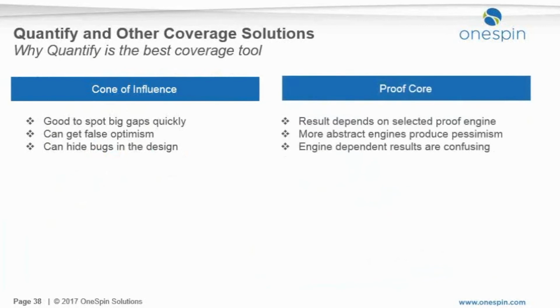We have the proof core, where the result depends on the selected proof engine, and the more abstraction you do, the worse the coverage model is, it's more pessimistic. It's hard enough letting designers or verification engineers write assertions, and then you go to them and say, I've got proof cores, I've got this bound, and I ran engine this and engine that, and this is cone of influence. The managers don't get it, right? They don't need more and more complex formal terminologies to get a sense around sign-off.